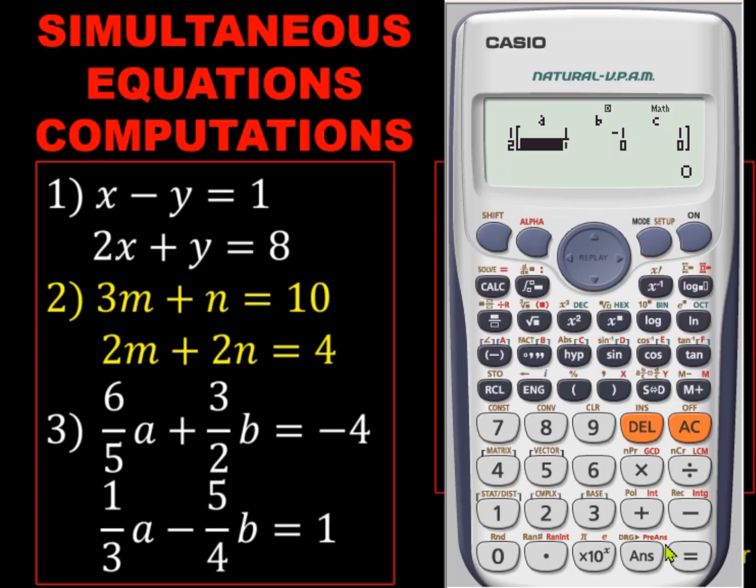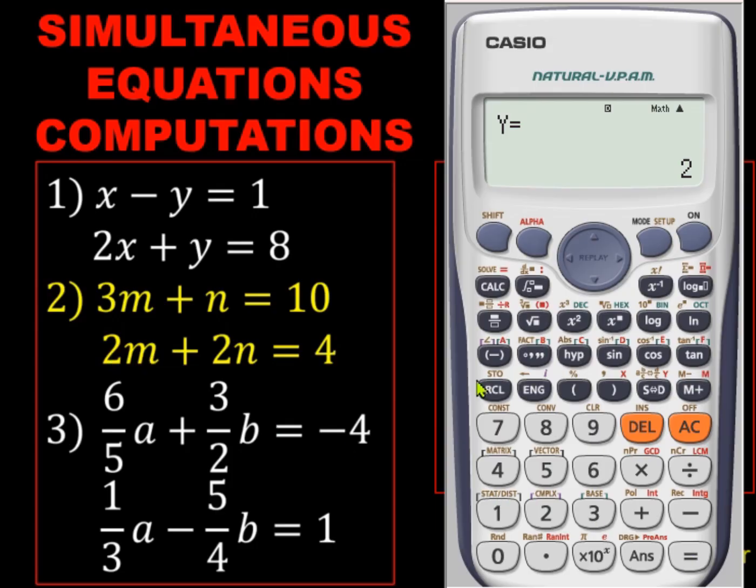When you are done, you come to the second equation. So with the second equation, the coefficient of x is 2. The coefficient of y is 1. And the constant is 8. When you're done, then you press on the equal to sign again. So the value for x is 3 and the value for y is 2.